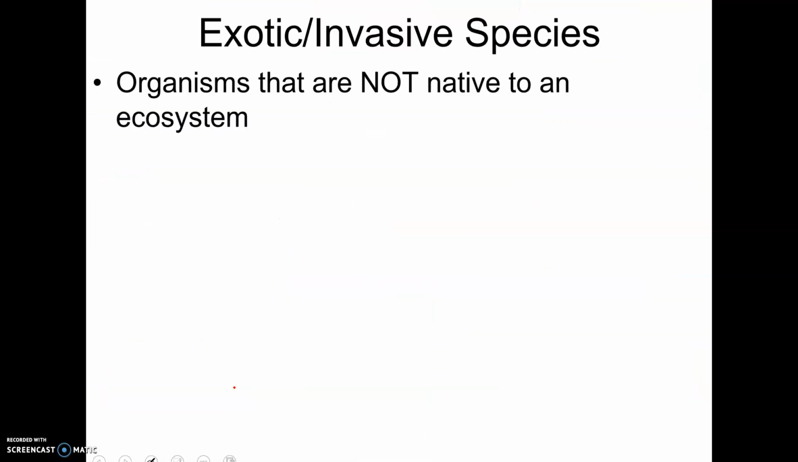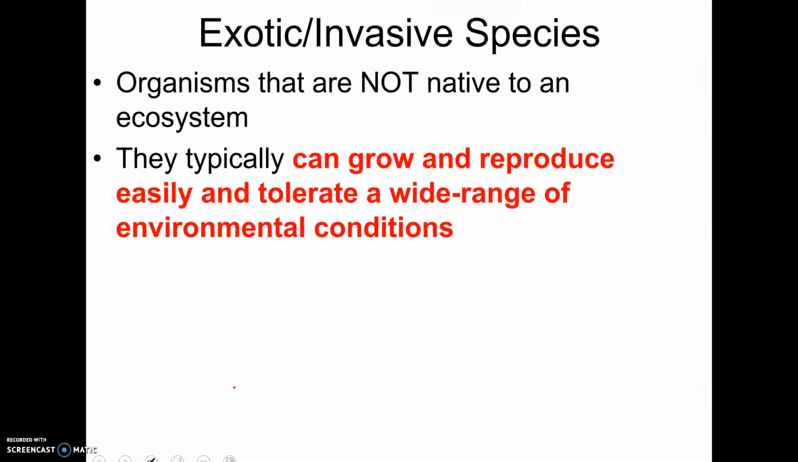All right, exotic species. So this is important. Now, an exotic or invasive species is not invasive everywhere. It has an environment where it's supposed to live. Like iguanas are not native to Florida. That's not where they're supposed to be. In their normal environment, they're fine. But in Florida, the Burmese pythons and the iguanas and some of these displaced species, what makes something an exotic species is it can grow and reproduce easily and tolerate a wide range of environmental conditions.